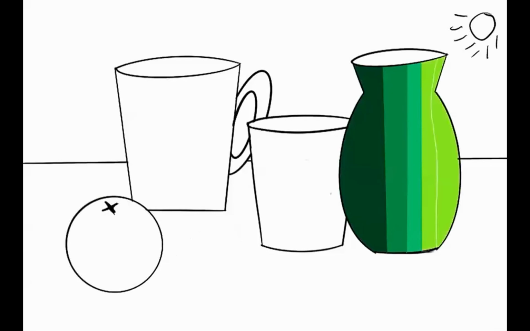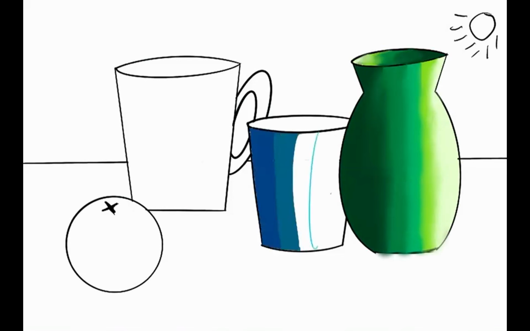And now I'm gonna add all the shades, or sorry, all the values of the color green, because I decided to color the vase green. To create depth, don't forget to paint inside of the vase. And now spread or distribute all the values of the blue color.